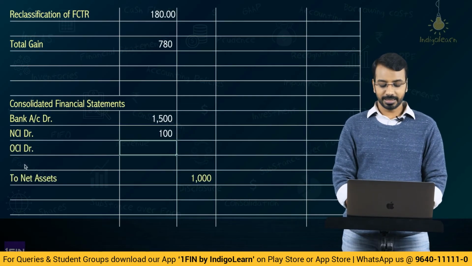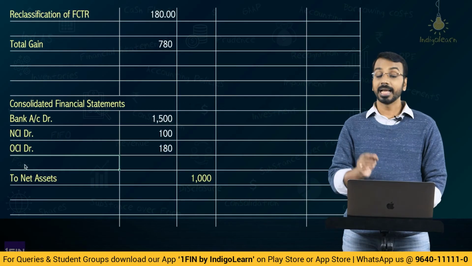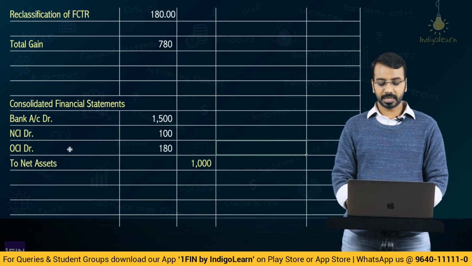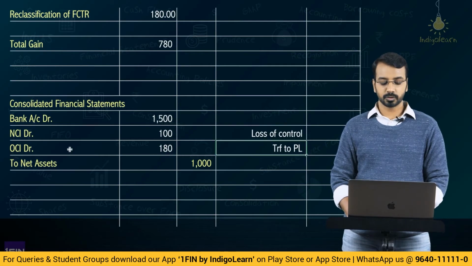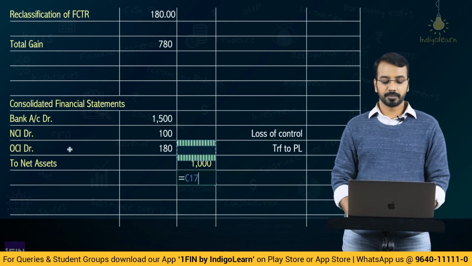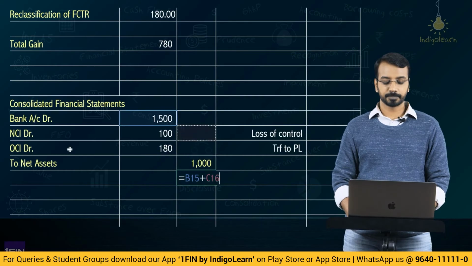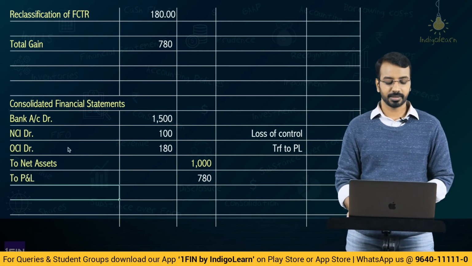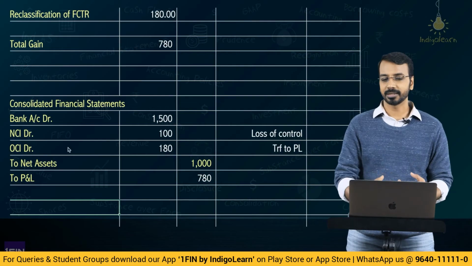OCI, there is a balance of 180, this has to be eliminated. So, OCI debit 180, why? Because you will transfer to P&L, okay. NCI de-recognized because of loss of control, right. So, whatever is the difference, 1500 plus 1600 plus 180 minus 1000, 780 is the gain. So, to P&L 780. This is another way to understand the gain or loss.